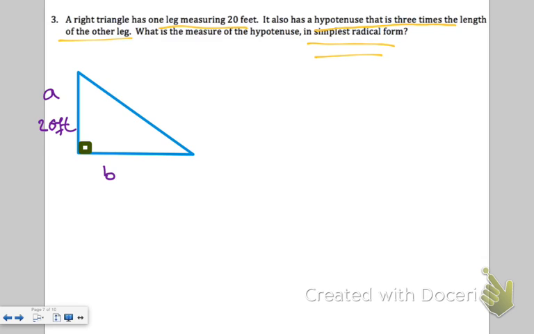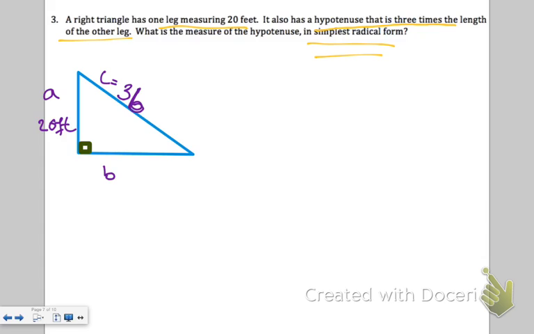It also has a hypotenuse that is 3 times the length of the other leg. So since the other leg is B, and that's the unknown side, 3 times that leg would be 3B. So this is what is represented for our hypotenuse. It kind of looks like a 6. It's not 36. That's a 3 times B. Right? So what is the measure of the hypotenuse in simplest radical form?